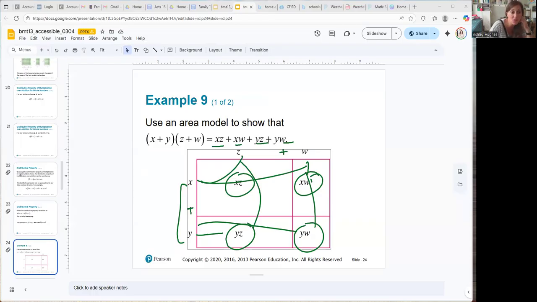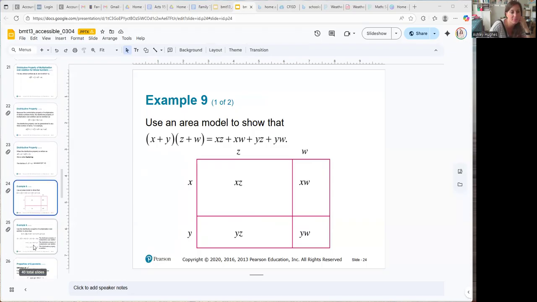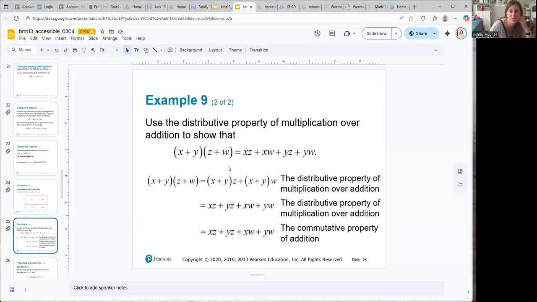So you see you have 4 terms here, which are these guys right here. And that's one way to illustrate what you're doing when you're multiplying. It's called binomials. So use the distributive property of multiplication to show that.